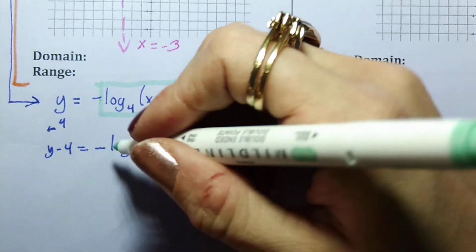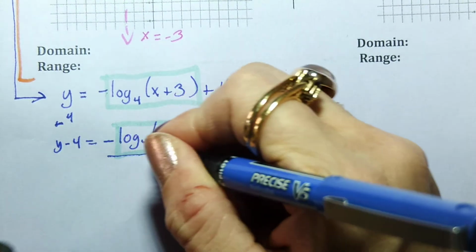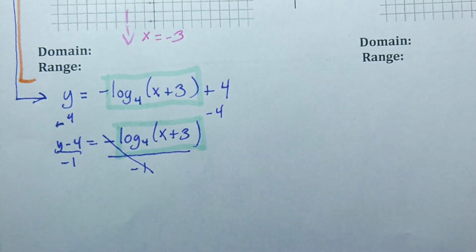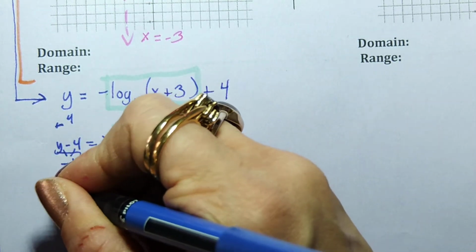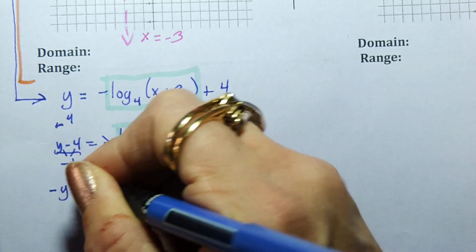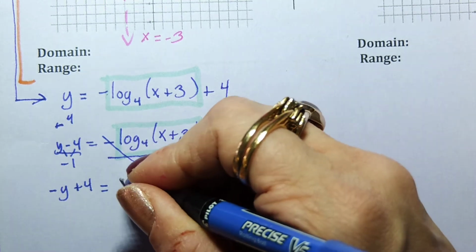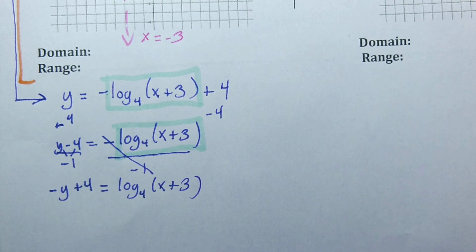Our log is not quite isolated yet. What else do we need to do? Divide by that negative 1. Perfect. So divide by negative 1 to get rid of that. And folks, can I use division distribution to make this left side simpler? We sure can. Y divided by negative 1 is a negative y. Negative 4 divided by negative 1 is a positive 4. So then negative y plus 4 equals log base 4 of x plus 3. See if you can write that in exponential form and start making your table.